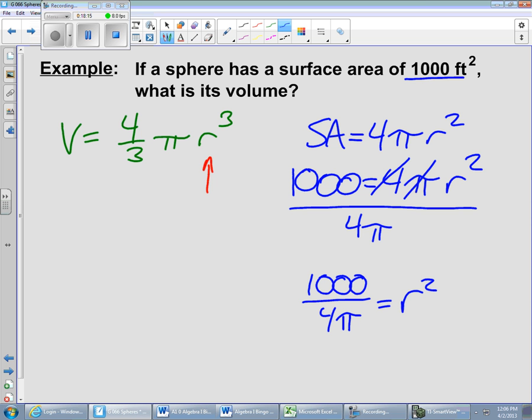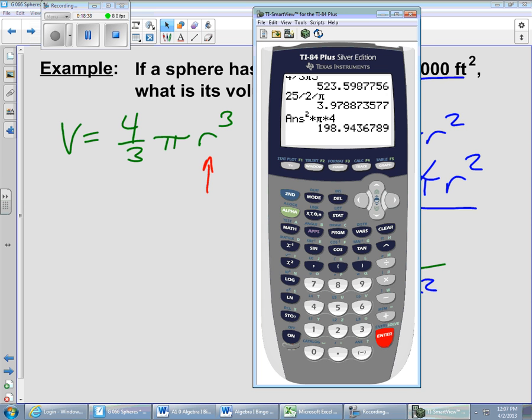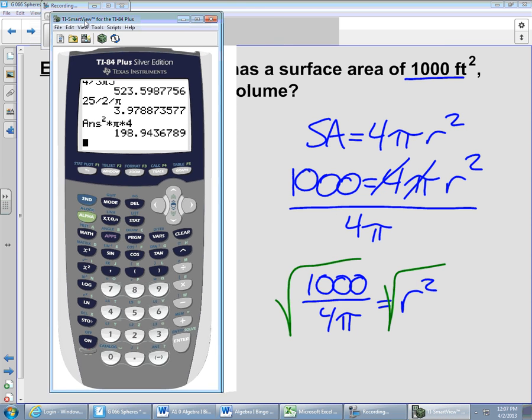And the last thing, in order to get r by itself, is we've got r squared. Well, we don't want r squared. We want just r. So how do you get the square off the r? That's right, square root. Okay, so we'll take the square root of both sides. That will get the square off of the r for us. Okay, and at this point, we've got a big ugly number over here on the left side of the problem. So let's see if we can get our calculator to help us out with the big ugly number.